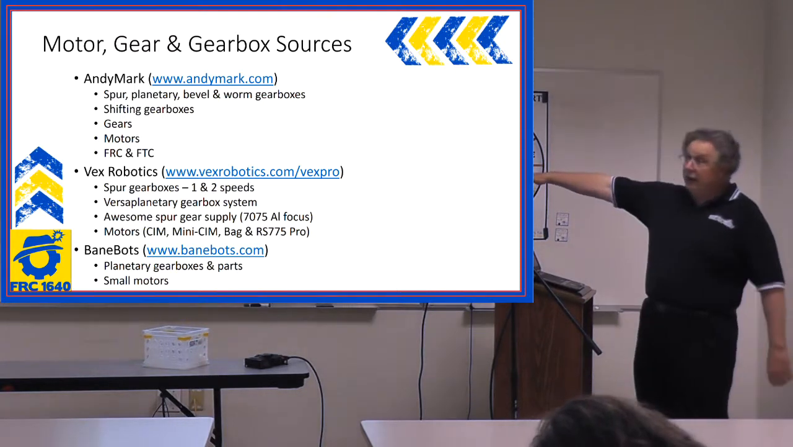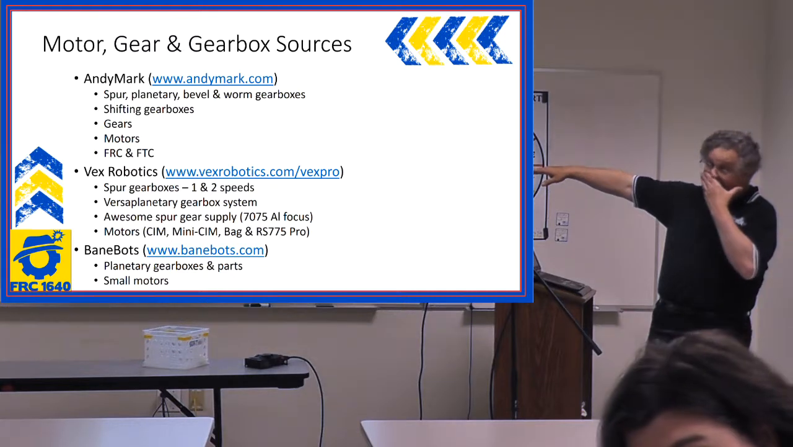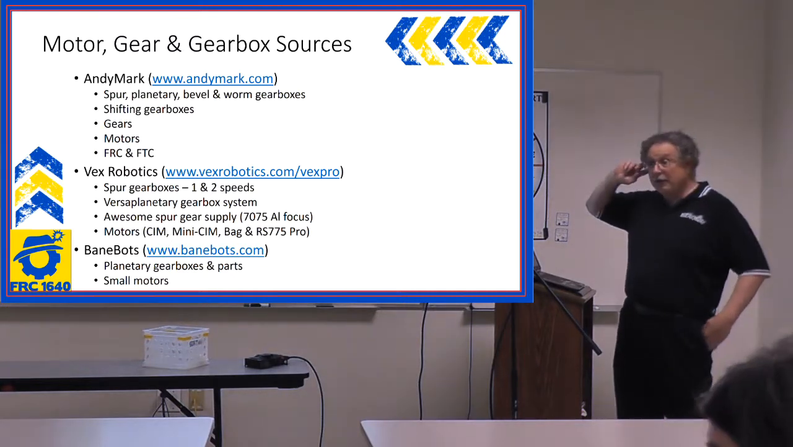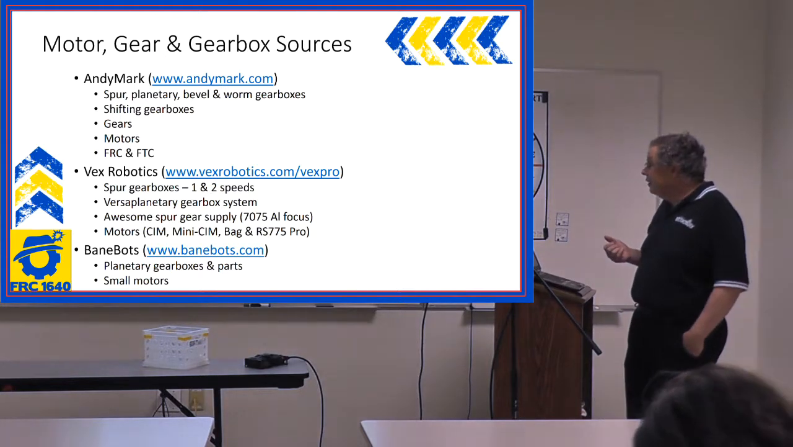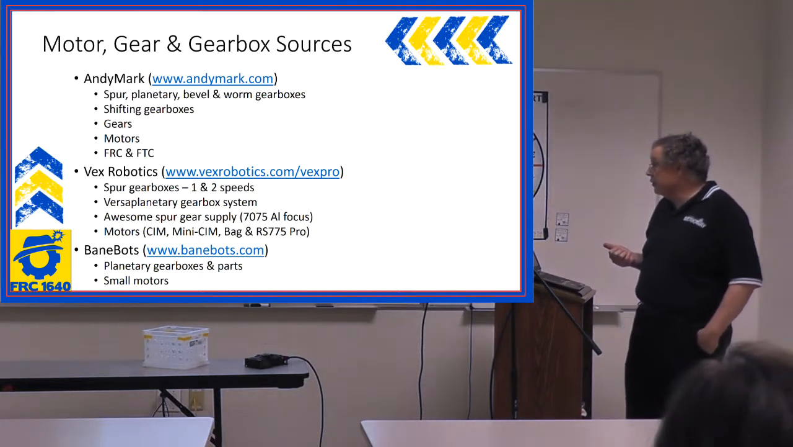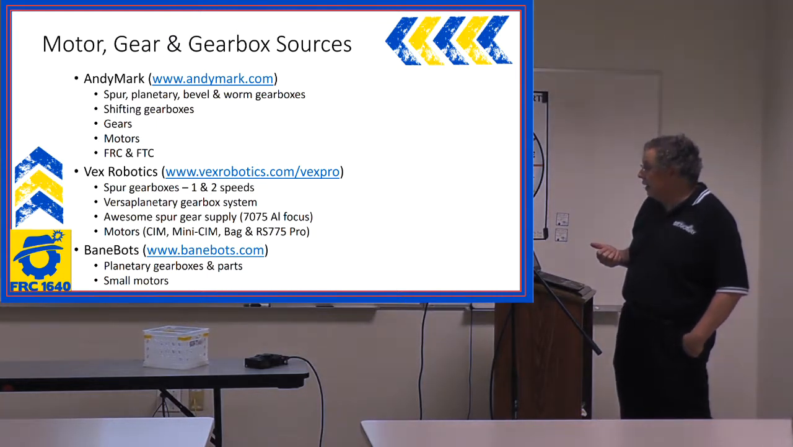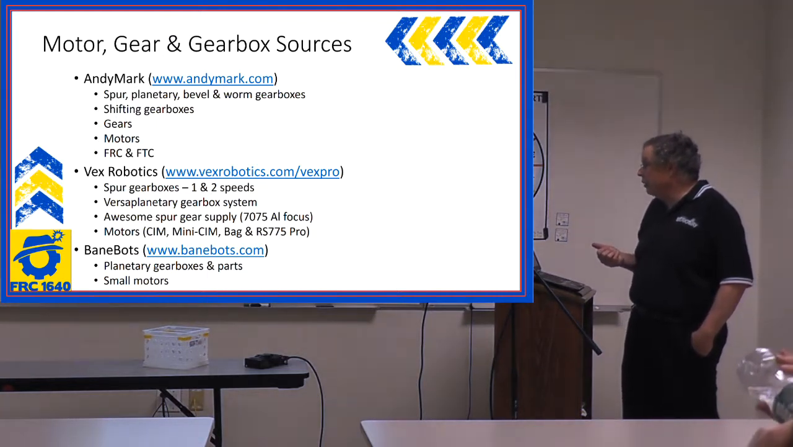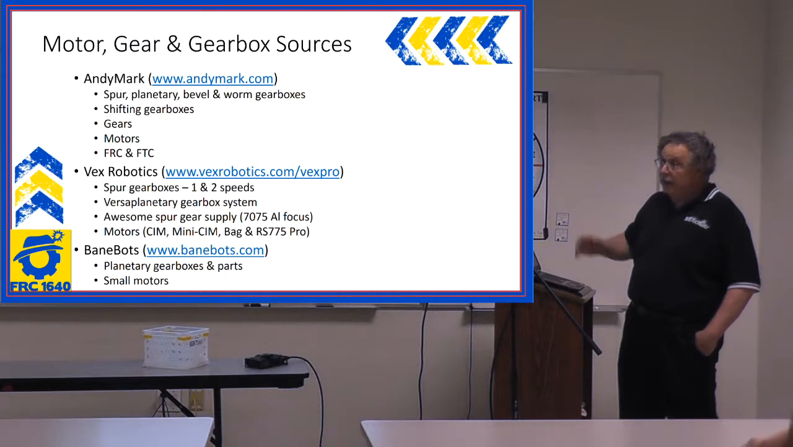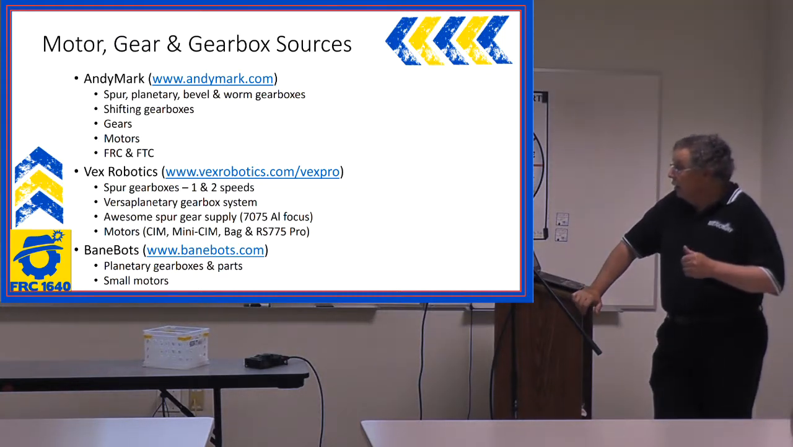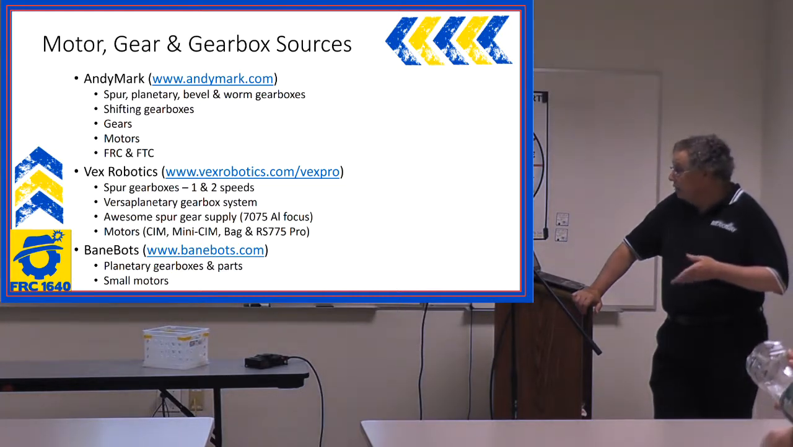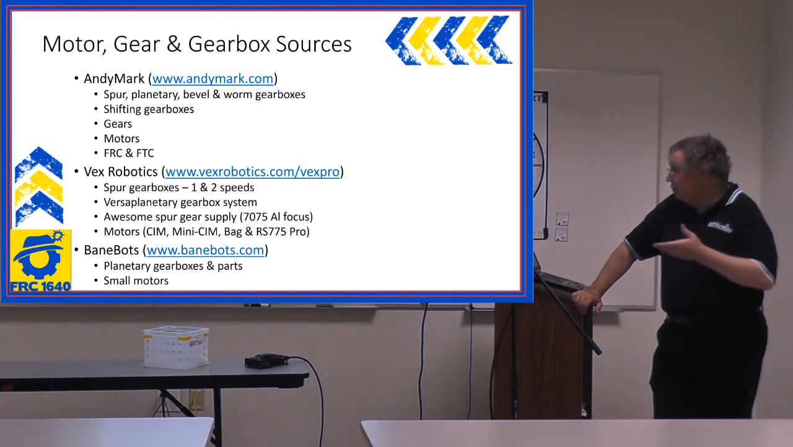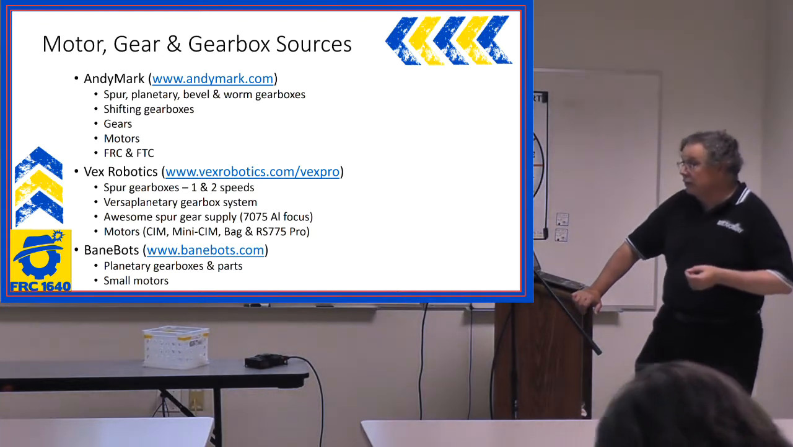And not only do they have everything, but the gears are made out of 7075 aluminum, so they don't weigh a huge amount. They've got motors, they've got CIMs, mini CIMs, BAGs, and they have the 775 Pros. So they get a lot of our business as well. Drawback is they're in Texas, and it takes longer to get stuff from them. Bainbots, Planetary gears, and they have small motors.